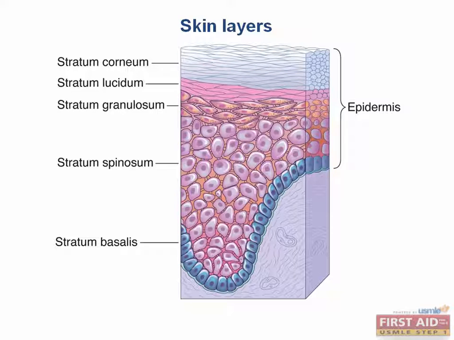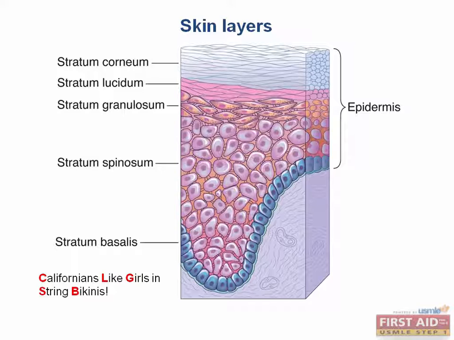The skin is the largest organ in the human body. Do you remember the 5 layers? The stratum corneum, lucidum, granulosum, spinosum, and basalis. You can remember this fact with the mnemonic, Californians like girls in string bikinis. Also note that the stratum lucidum is only present in the thick skin of the palms and soles.